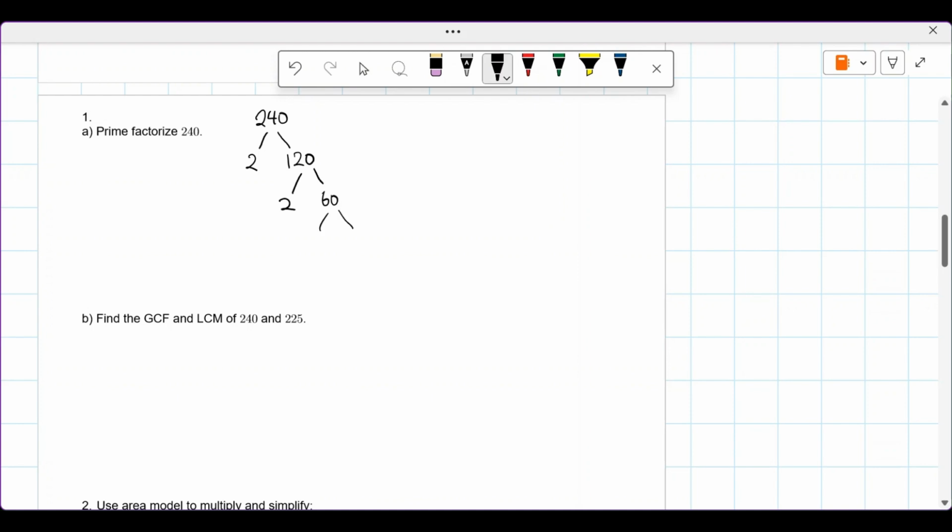60 is also divided by the smallest prime number 2. And 30 is also divisible by the smallest prime number 2. Now 15 is not divisible by 2, so now let's move on to the next smallest prime number, which is 3. So I get the answer like that. And 5 is a prime number itself, so I've completely prime factorized 240. The result is 2 times 2 times 2 times 2 times 3 times 5, which is equivalent to 2 to the power of 4 times 3 times 5.